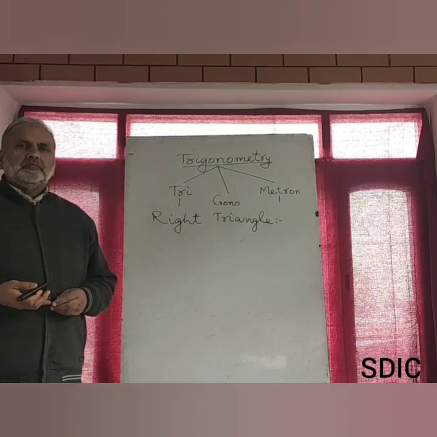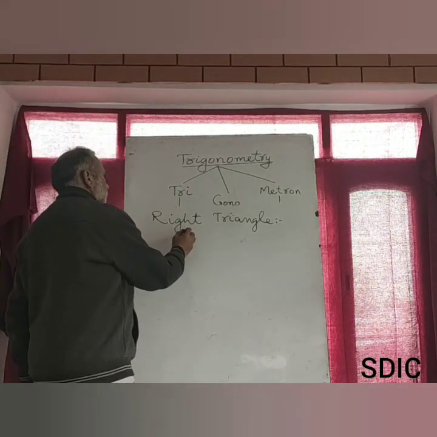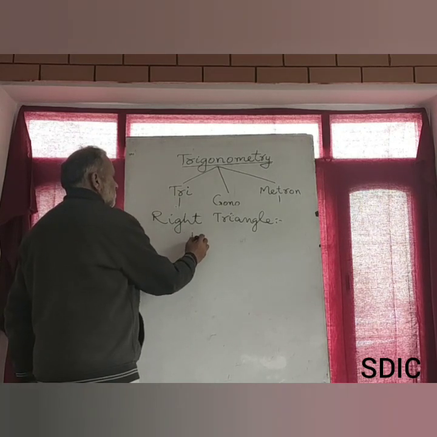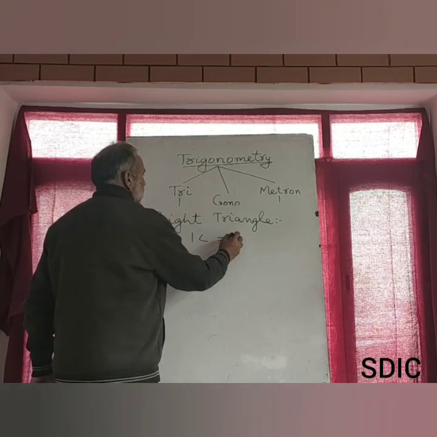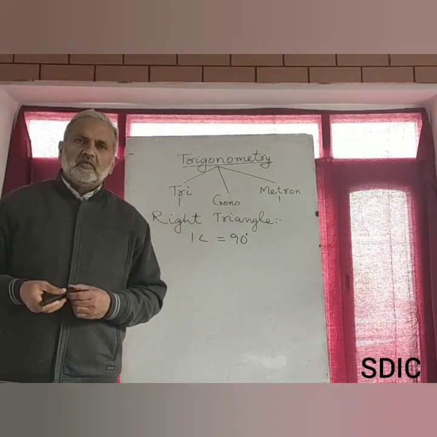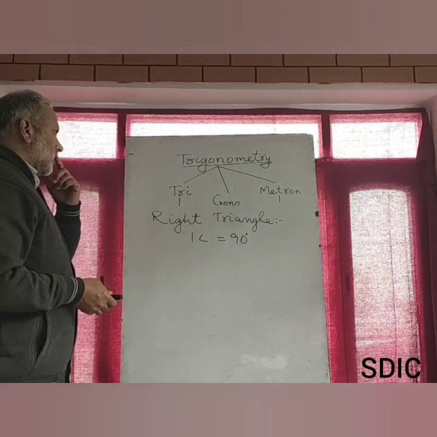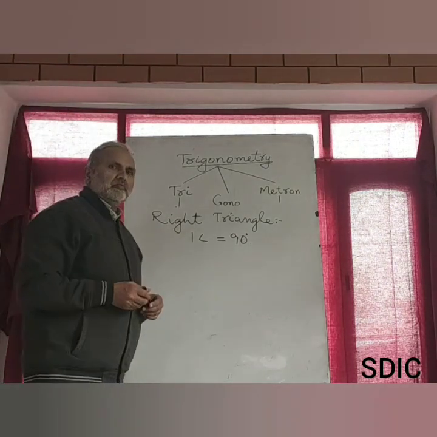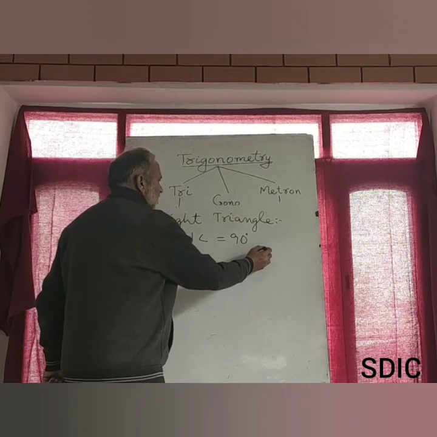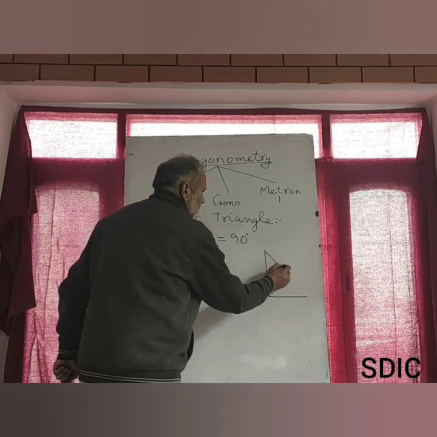You know, the triangle is called a right triangle if the measurement of one of its angles is 90 degrees. Such a triangle which has one angle equal to 90 degrees is called a right triangle. The shape of the right triangle is this.